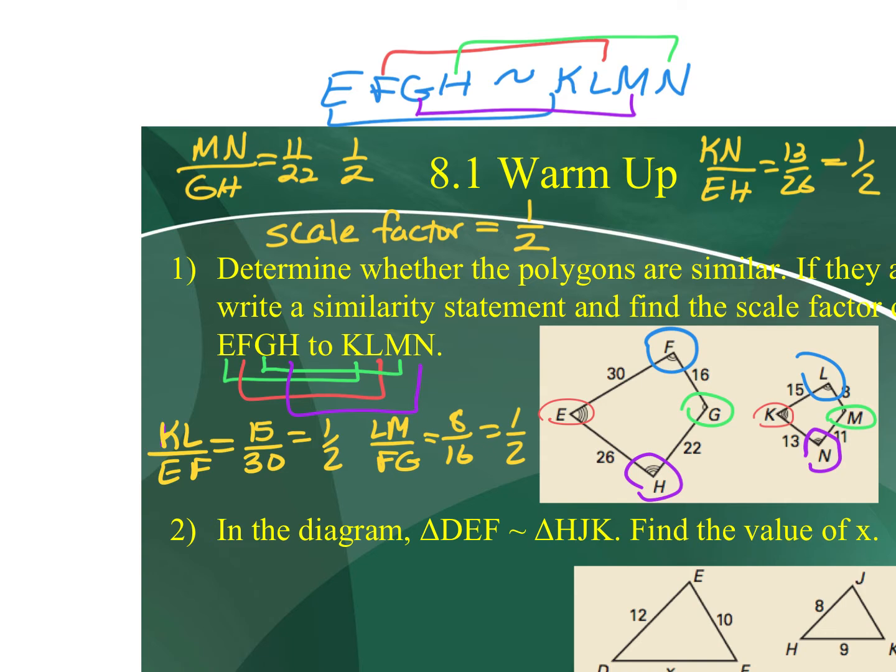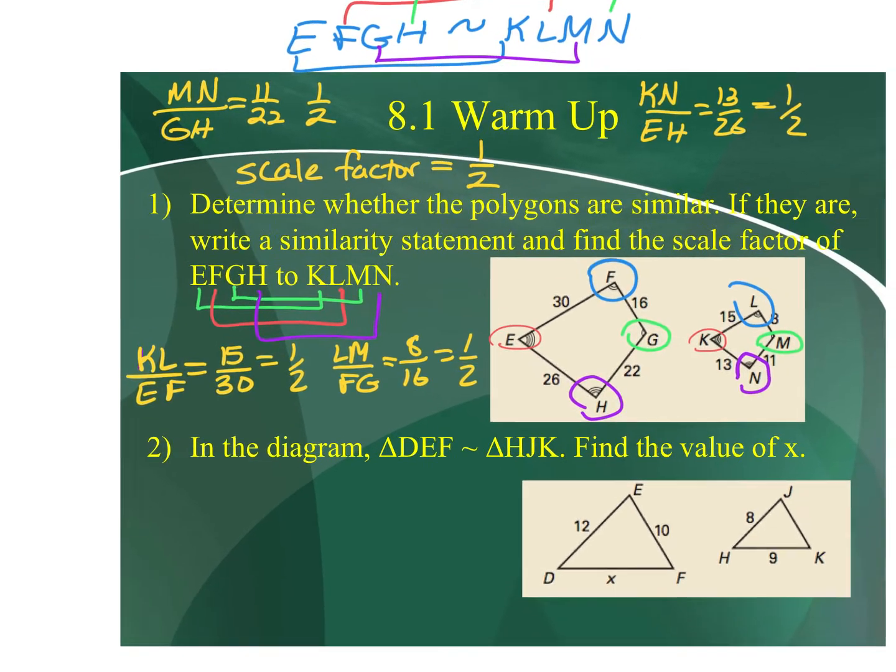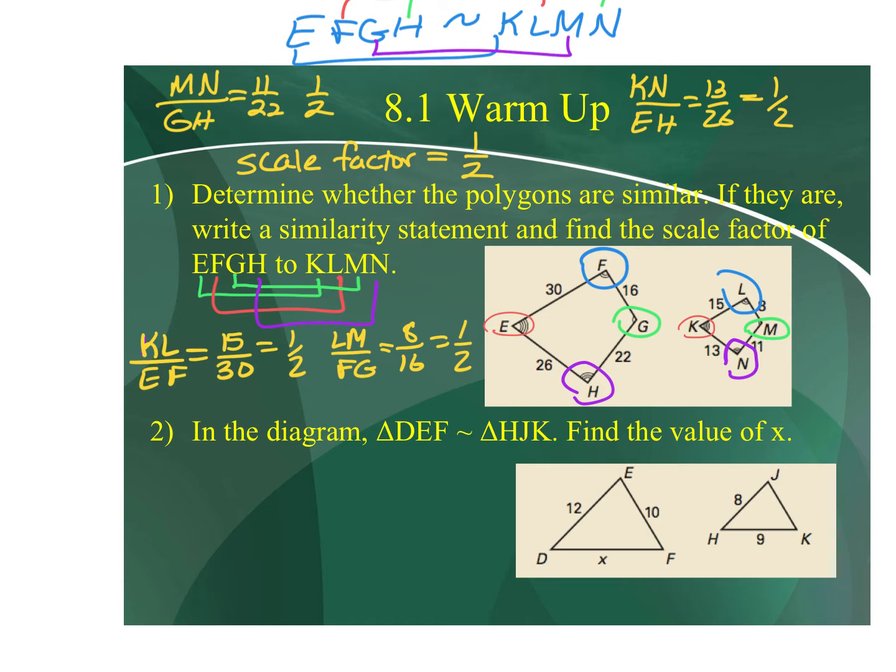Be able to do this for the quiz on Friday. Now, also be able to find a missing side length. Whenever we're finding a missing side length, if our answer ends up being an improper fraction, we need to make it into a decimal or a mixed number.